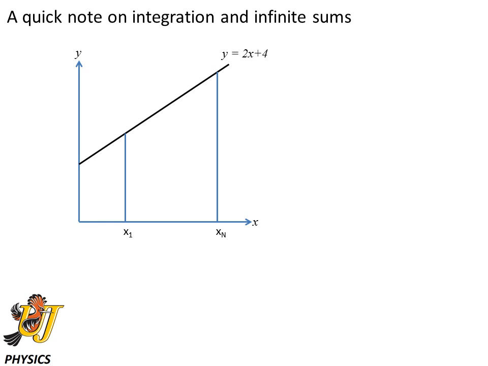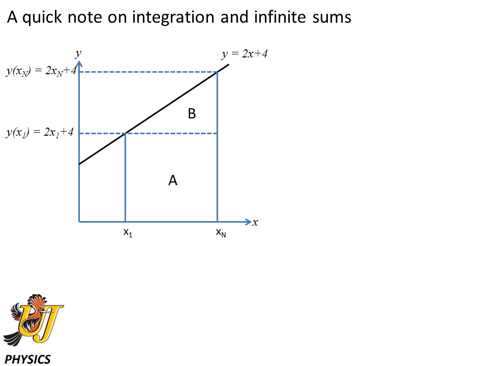There exists a simple relationship between integrals and infinite sums that we will use frequently in physics when we want to solve complicated problems. To show this relationship, we start by calculating the area underneath a function. In this case, the function is chosen as a straight line, and we want to calculate the area underneath this straight line between the values x1 and xn as shown in the graph.